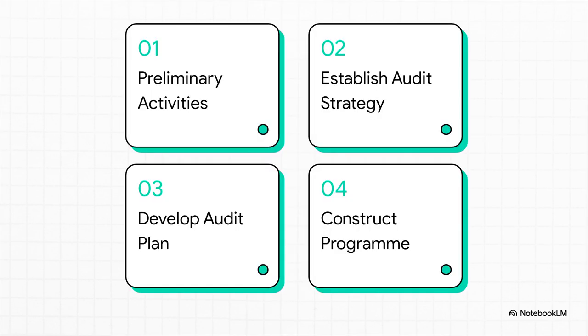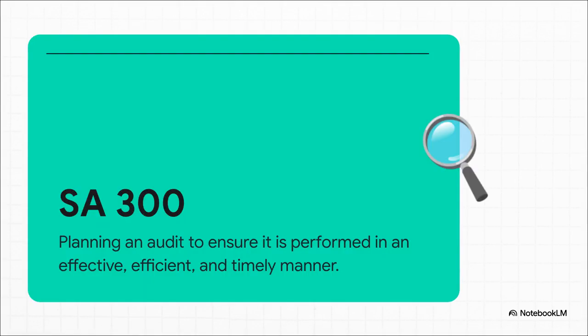So here is our roadmap. 1. Preliminary engagement activities. 2. Establishing the audit strategy. 3. Developing the audit plan. And 4. Constructing the audit program. To really anchor this explainer, we absolutely have to look at the ultimate framework that brings order and compliance to the potential chaos of an unplanned audit, and that's SA 300.